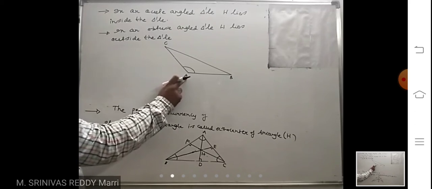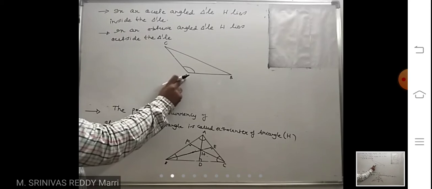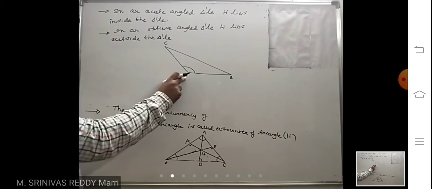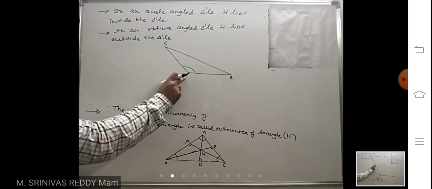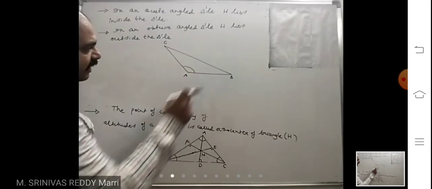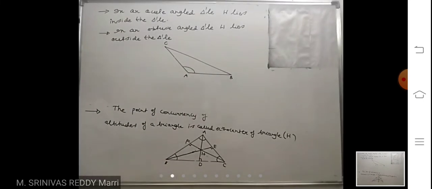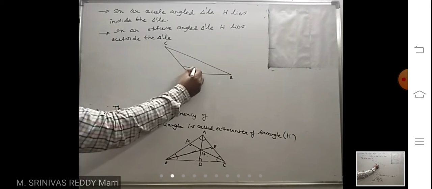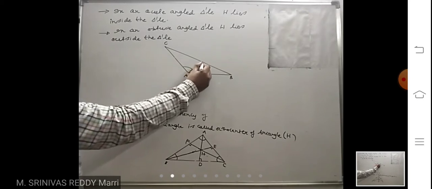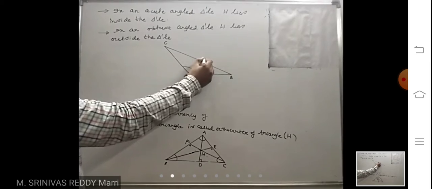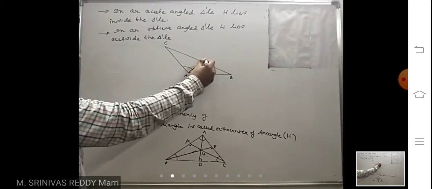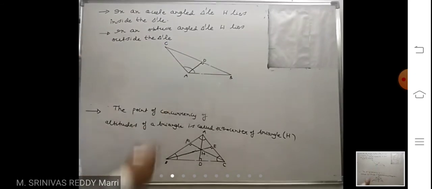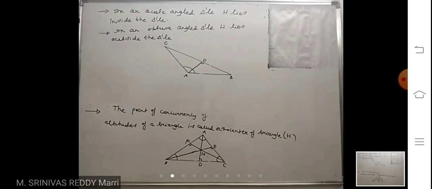Look at the altitude passing through A. I am drawing the altitude passing through A. Now from A to BC I have to draw a perpendicular. Look at, I am drawing like this. This is the altitude, so this is one altitude. This is AD. From A, I have drawn a perpendicular. It will intersect BC at D.